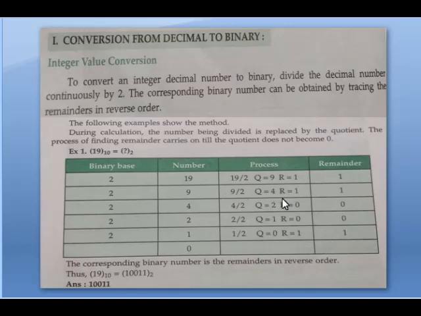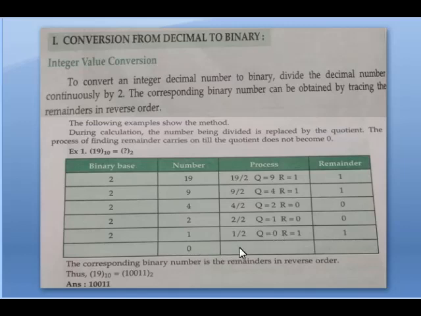Then again we take this quotient 4 upon 2, quotient 2 and remainder 0, write the remainder. Then again take this quotient 2 upon 2, quotient is 1 and remainder is 0. Again 1 by 2, quotient will become 0 and remainder will become 1. Here we stop because the quotient becomes 0. There is no need to divide 0 by 2 again.